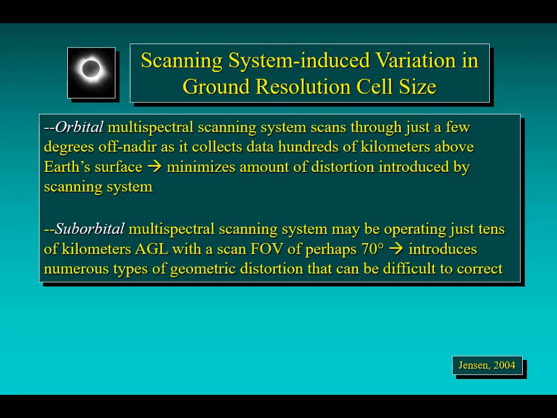So that's a significant distance. In contrast, if we have a suborbital or airborne-based platform that is carrying a multispectral whisk broom scanner, it may just be operating tens of kilometers above ground level, for example, and it may be scanning over a field of view of, say, maybe 70 degrees. And if we have a scenario, a geometric construction of that nature, it's going to introduce numerous types of geometric distortions that could potentially be difficult to correct.